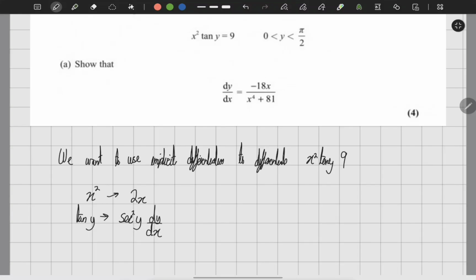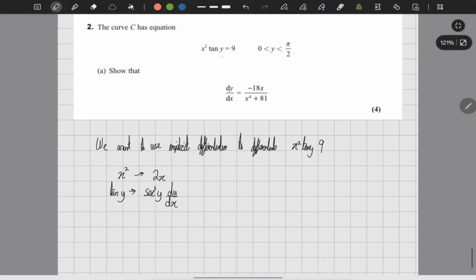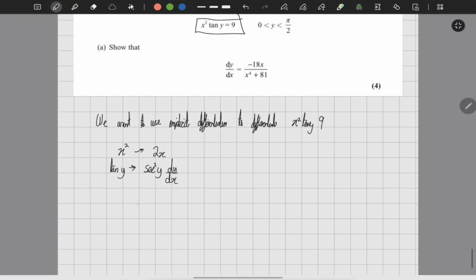Okay, so now we have these two. We would have to do product rule on this because there's two terms. So we have our 2x times the tan y, plus the x squared, and we differentiate the other thing, sec squared y dy over dx. And the 9 obviously just goes to 0, because any constant always differentiates to 0. So that would equal 0.